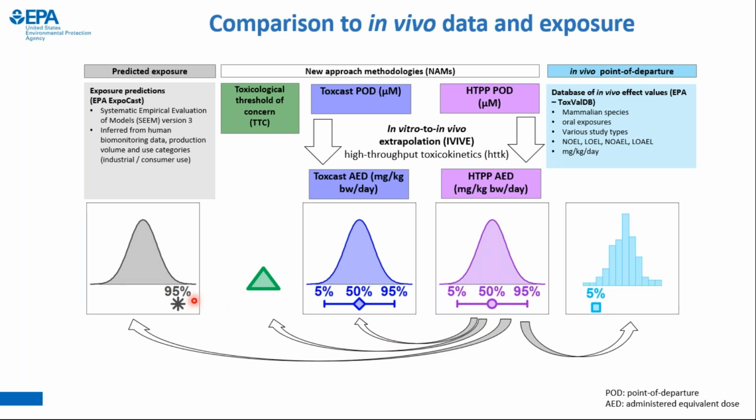On the other hand, we can compare our administered equivalent dose to exposure estimates. We have exposure predictions for these chemicals from the EPA ExpoCast project. And there we would compare them to a higher level of exposure, again, to be conservative. And here in between, we can also see that there are other new approach methodologies, and we can compare our results to those ones too.